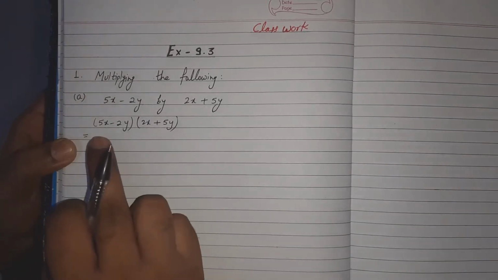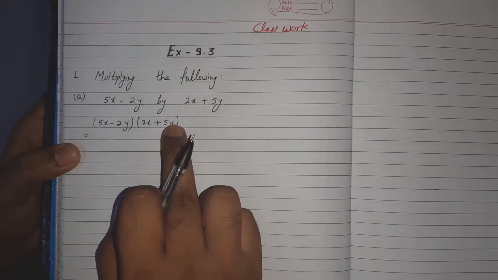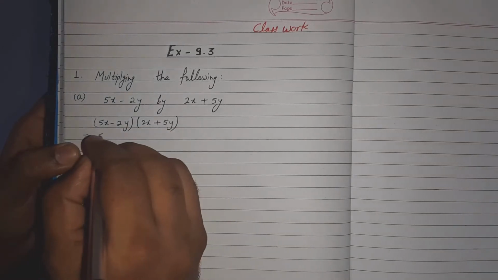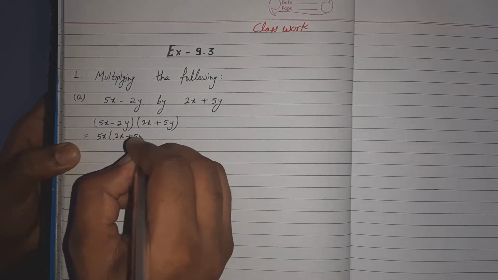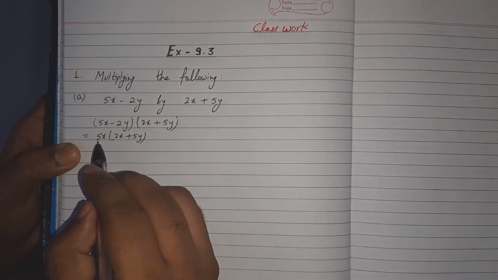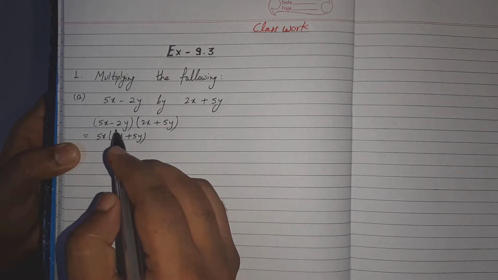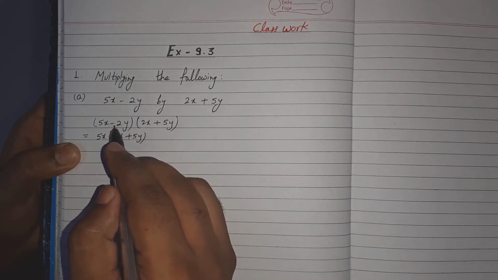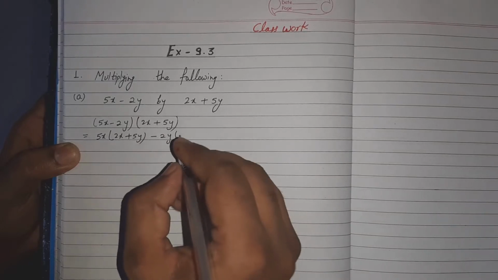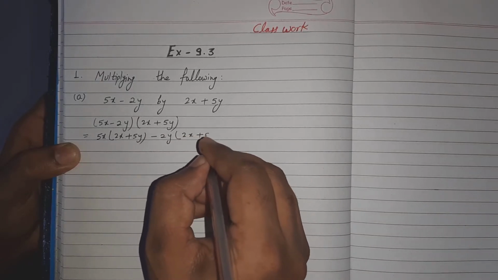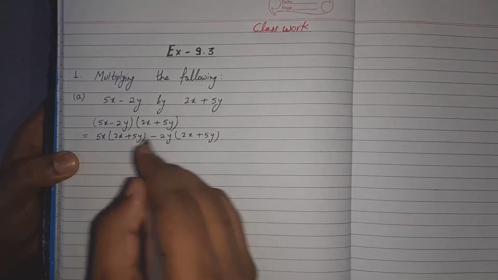So first we will take the first term of first bracket and multiply by the second bracket. So the first term is 5x, and the second bracket is 2x plus 5y. So we will write 5x multiply 2x plus 5y. Then we will take second term of first bracket with sign, so it will be minus 2y multiply by the second bracket, 2x plus 5y. Now we will simplify these two brackets.